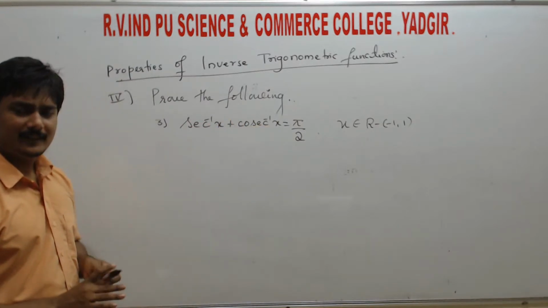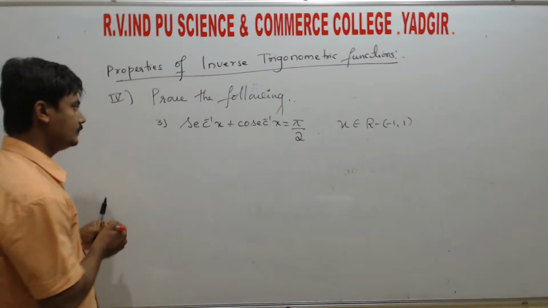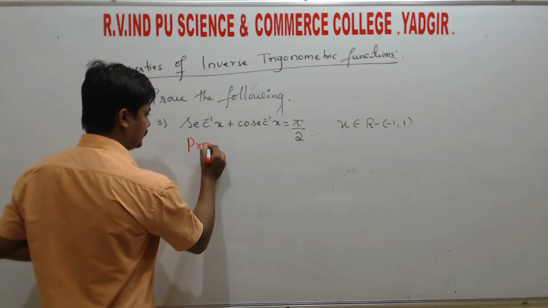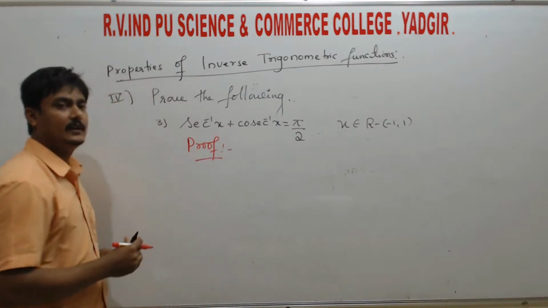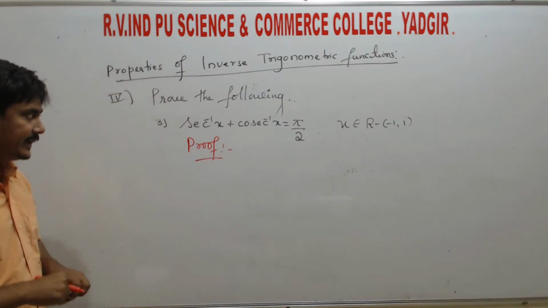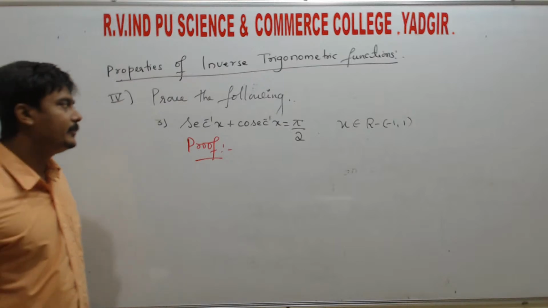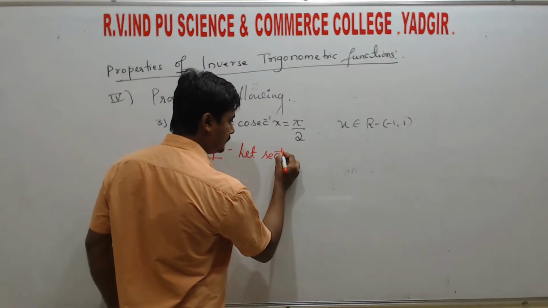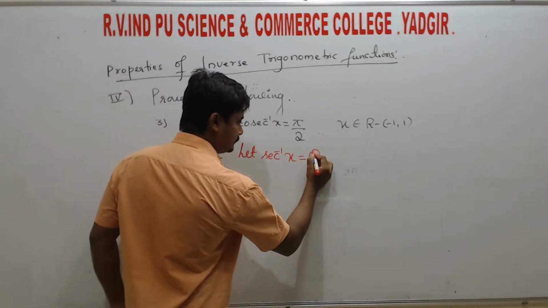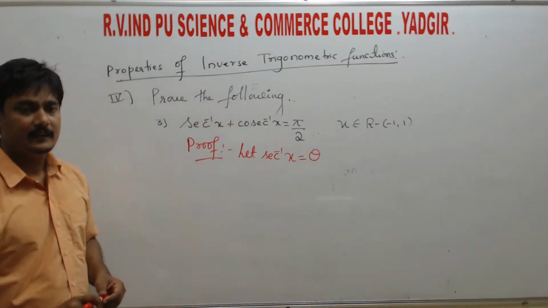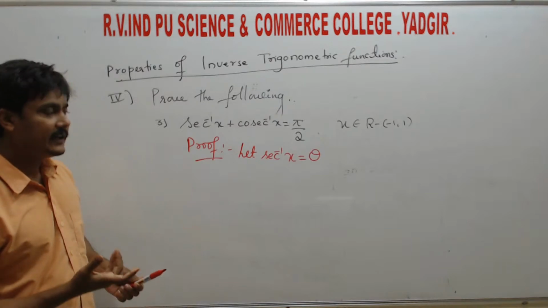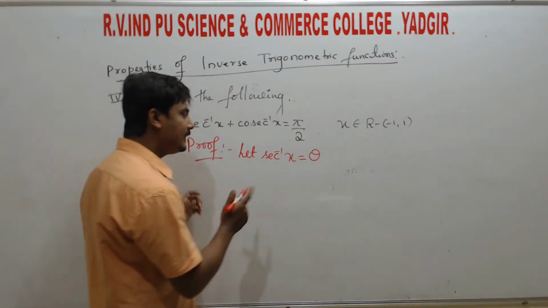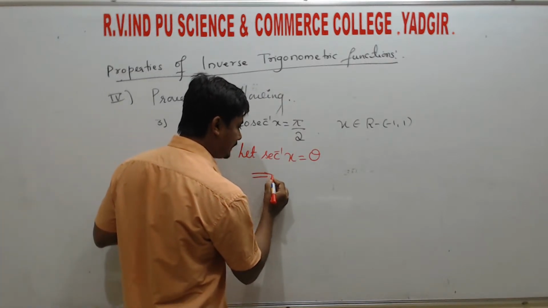How to prove it? Same way. What we will do here, we will take one of the inverse trigonometric functions as theta. Let secant inverse x equal to theta. Even if you want, you can take cosecant inverse x as theta. It is up to you. So I have taken secant inverse of x as theta.